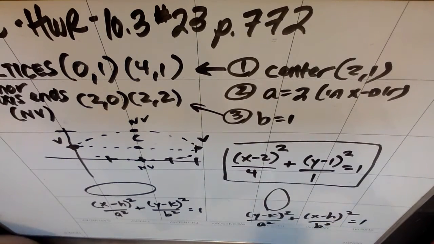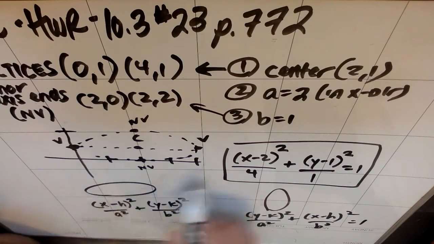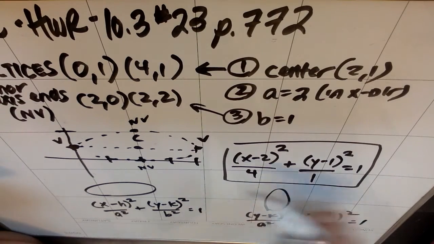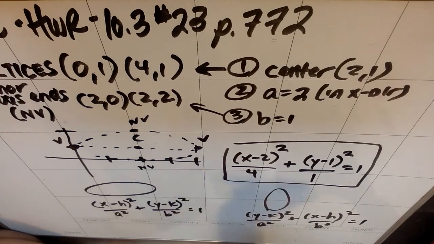So again, I had to figure out the orientation of this ellipse to know whether the x would be the front value or the y. And then I needed to figure out the values of A and B, where A is from the center to the vertex and B is from the center to the non-vertex.